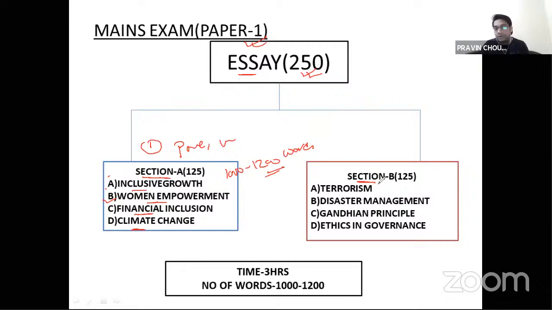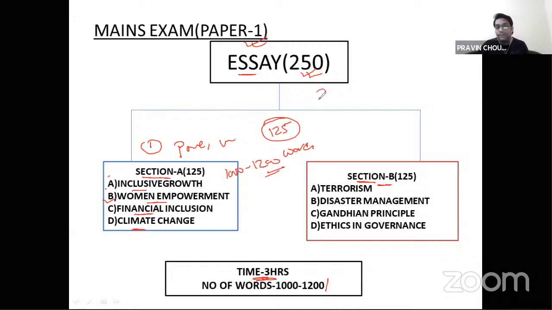Similarly, you have to choose one option out of the four alternative options given in Section B. Each of the two essays will carry 125 marks, and the total time duration will be three hours. The number of words required per essay is 1000 to 1200.